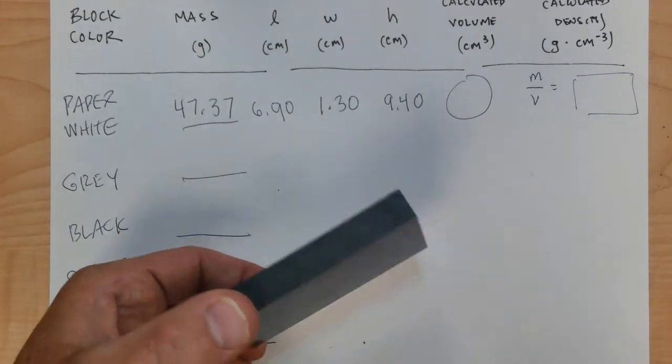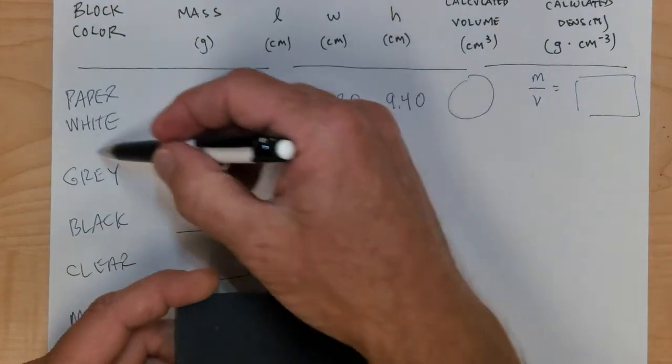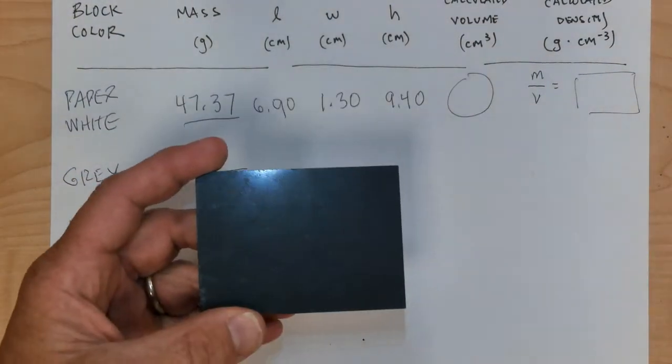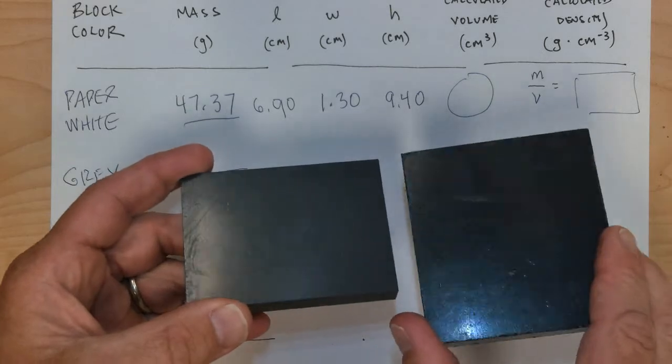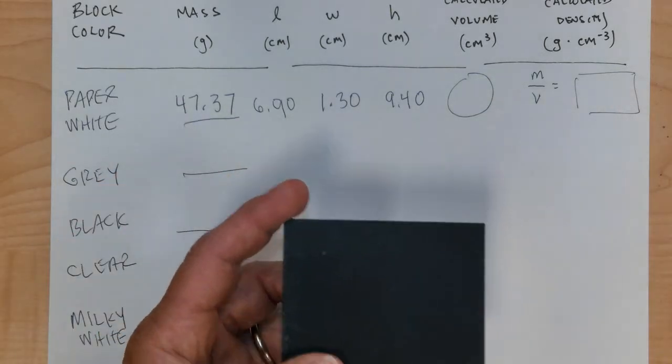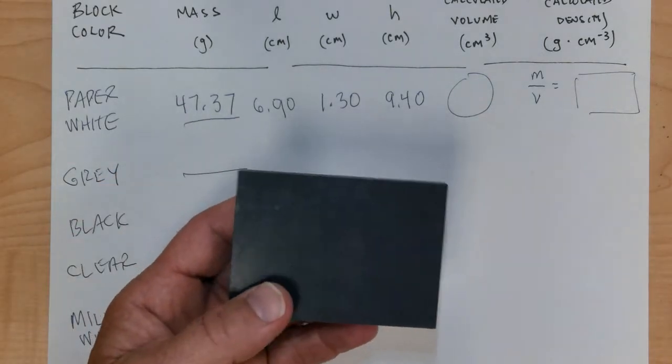Now, it's hard to tell color underneath the screen, but this is the gray colored block. I'm going to do them in this order. This is the black colored one. I don't know if you can tell the difference between the two, but we'll do the black one a little bit later. The first one here is the gray.